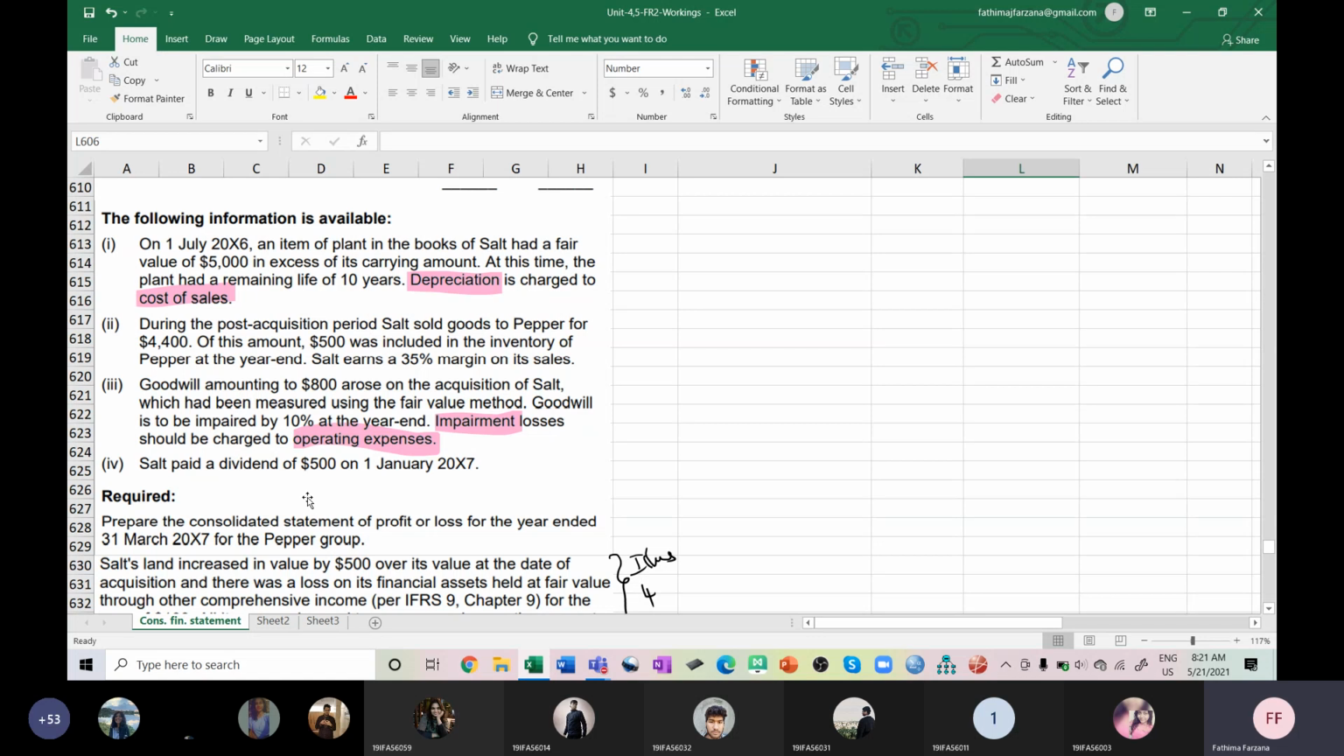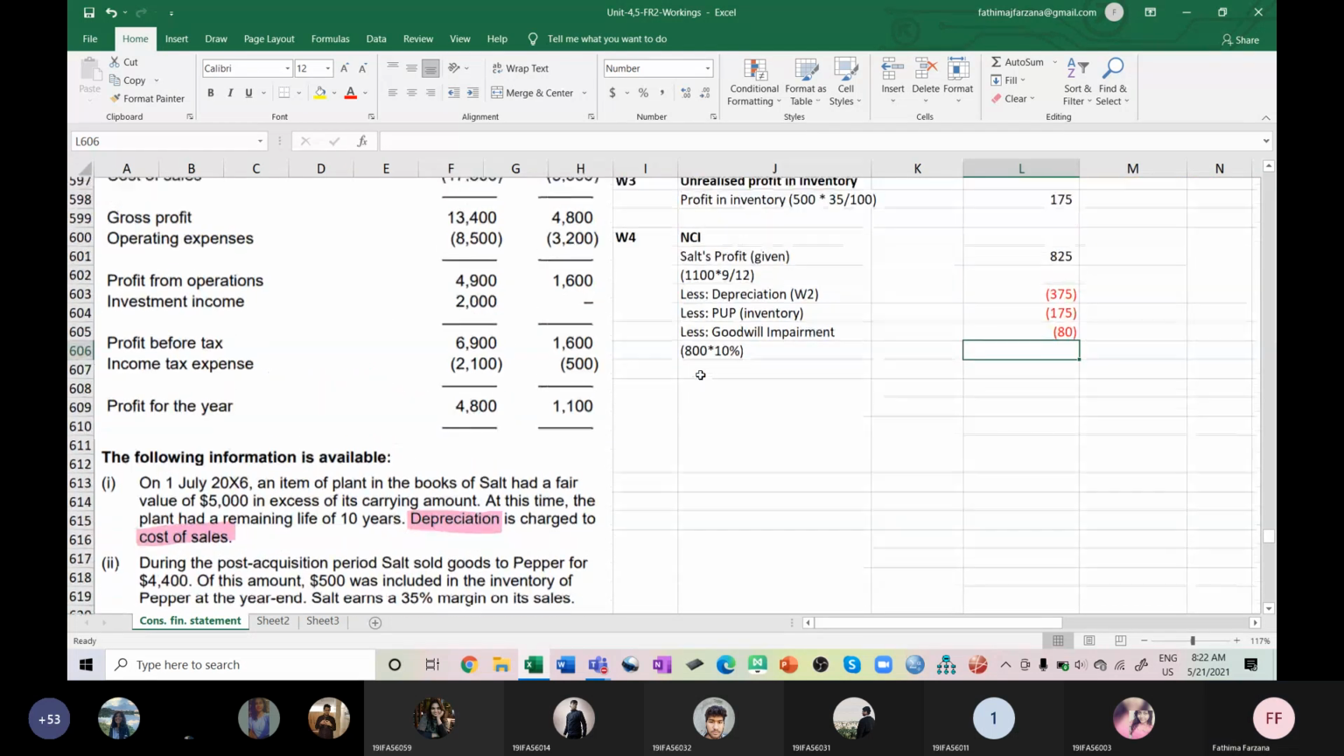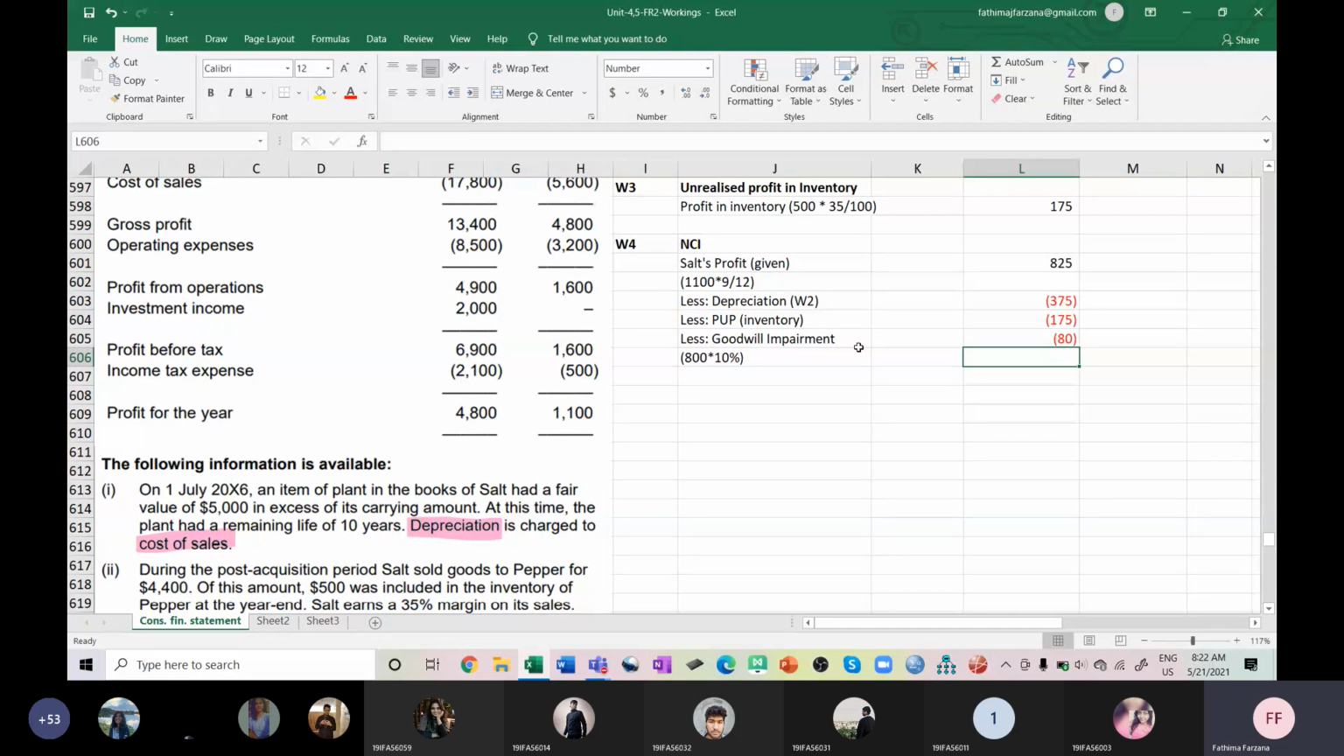I thought some of you would say Salt paid a dividend. It's not the parent. Pepper is not paying a dividend; Salt is paying a dividend. Salt paying a dividend means Pepper is receiving the dividend, so it's an investment income. It will come in your SOPL, but it has no role to play here while computing NCI. Whatever Salt is paying to NCI won't come here. This NCI is the combined profit of parent and NCI; that part alone will be taken here. So this is done. Whatever we'll call the adjusted profit, right?